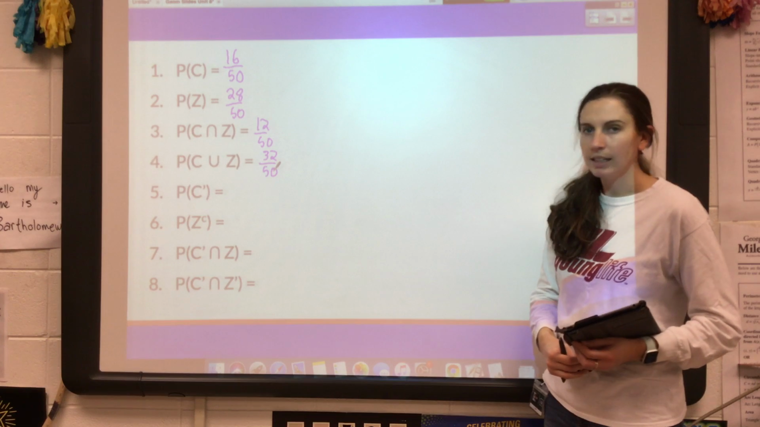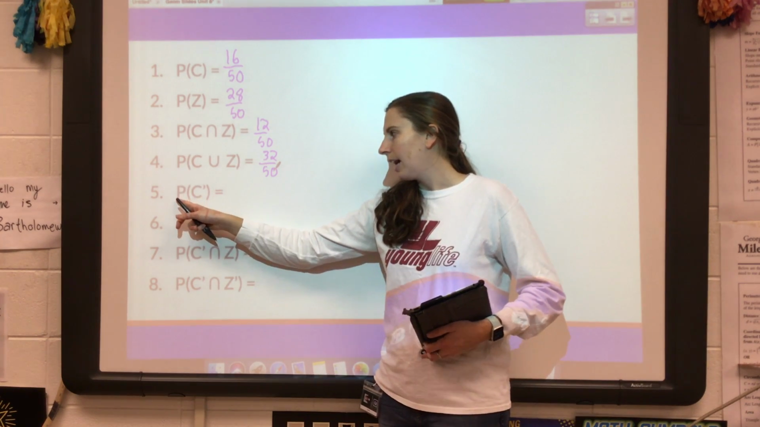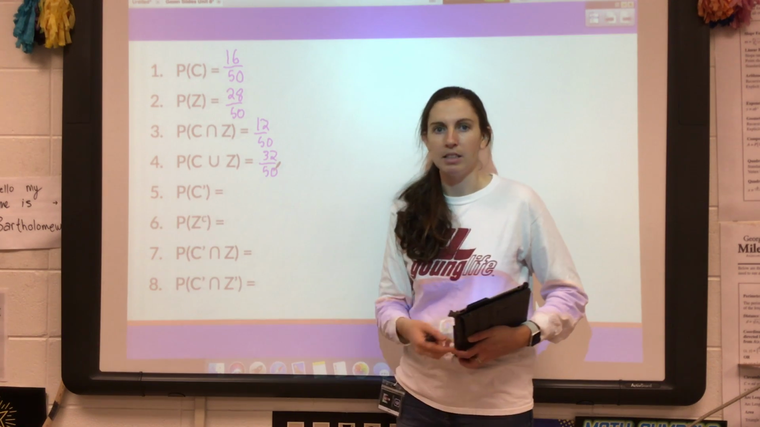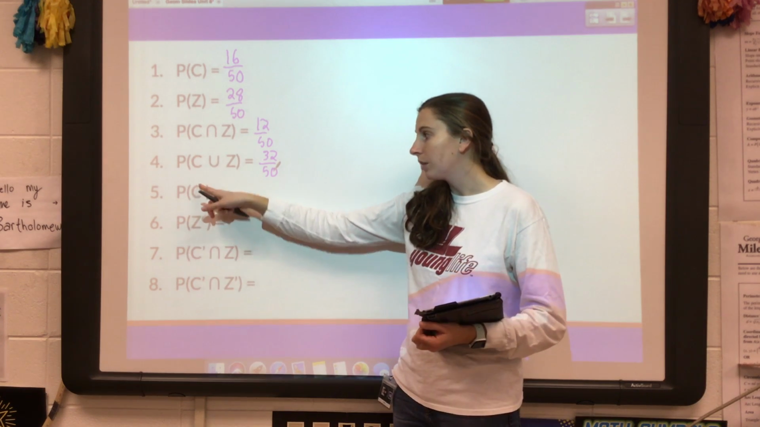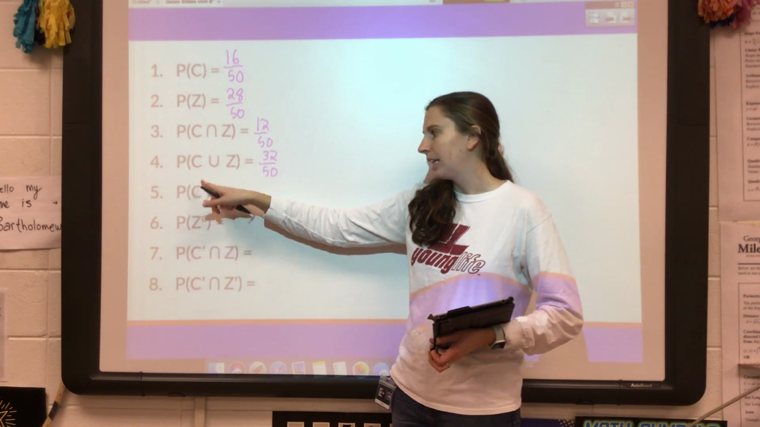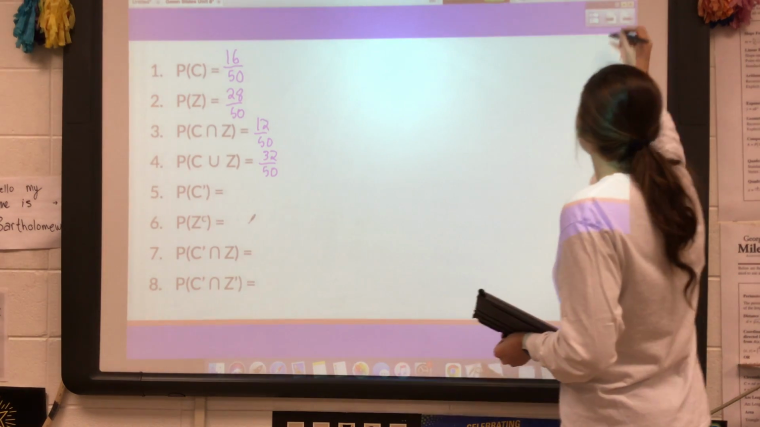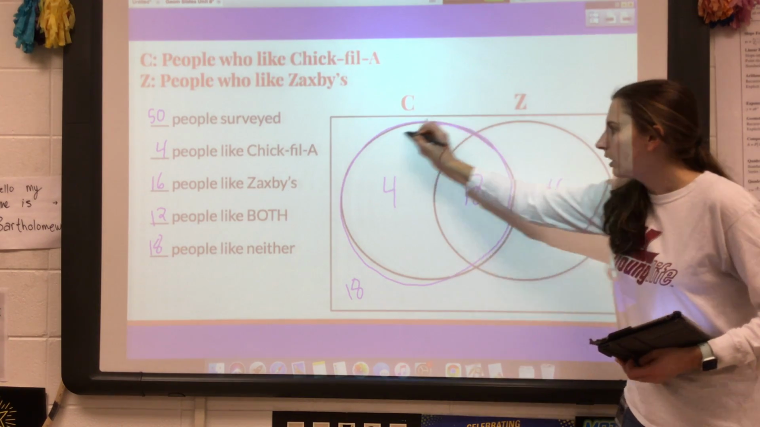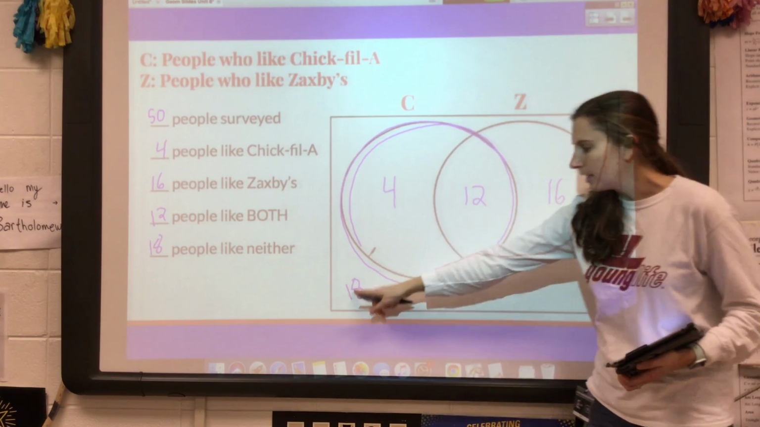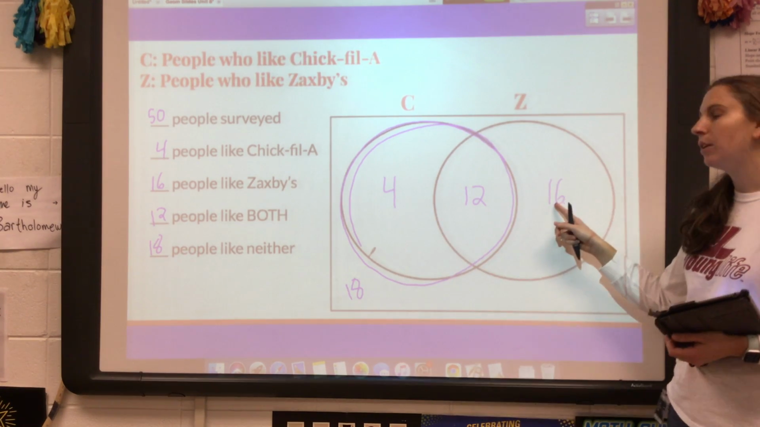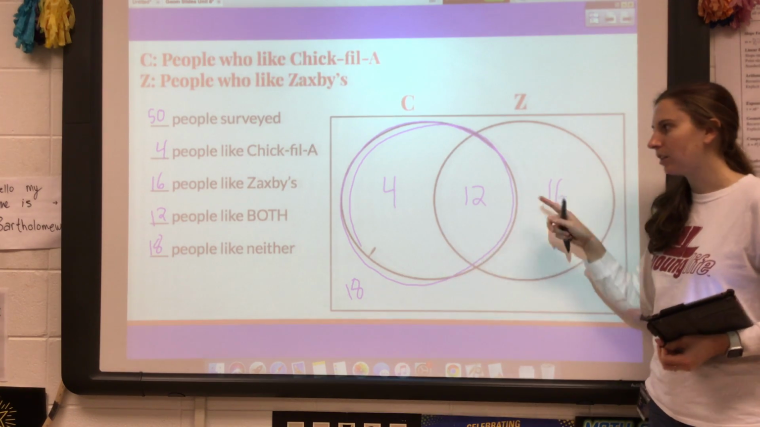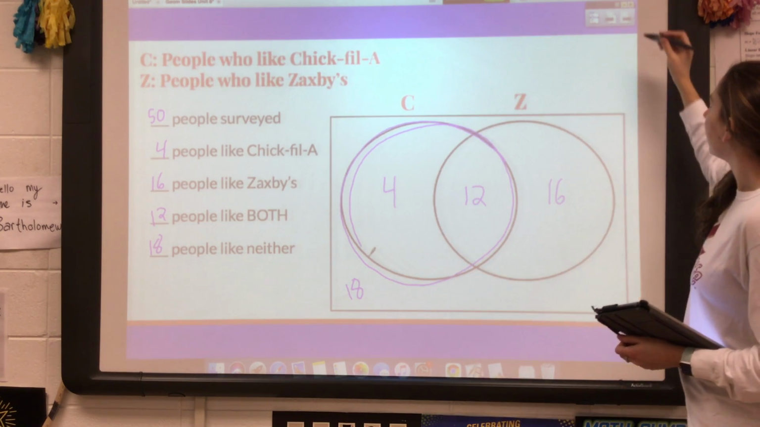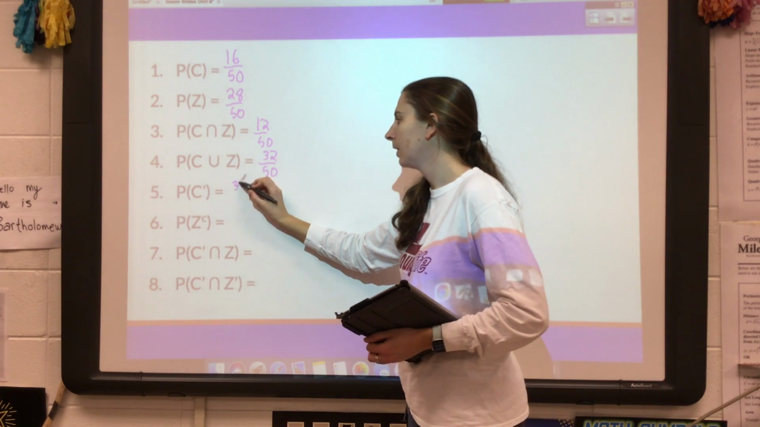All right, next up, I want to know the probability that somebody does not like Chick-fil-A. Remember, that little apostrophe means the complement of. It's everybody outside of the Chick-fil-A circle. It's everybody that does not like Chick-fil-A. So, here's the Chick-fil-A circle. The only people that are outside of it are these 18 plus the 16 who just like Zaxby's. Neither of these liked Chick-fil-A at all. So, 18 plus 16 would be 34 out of 50.